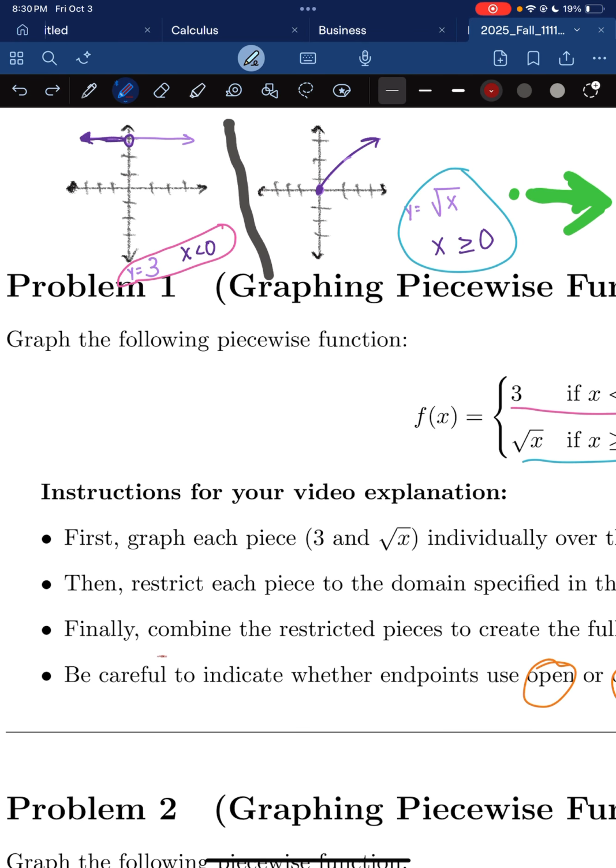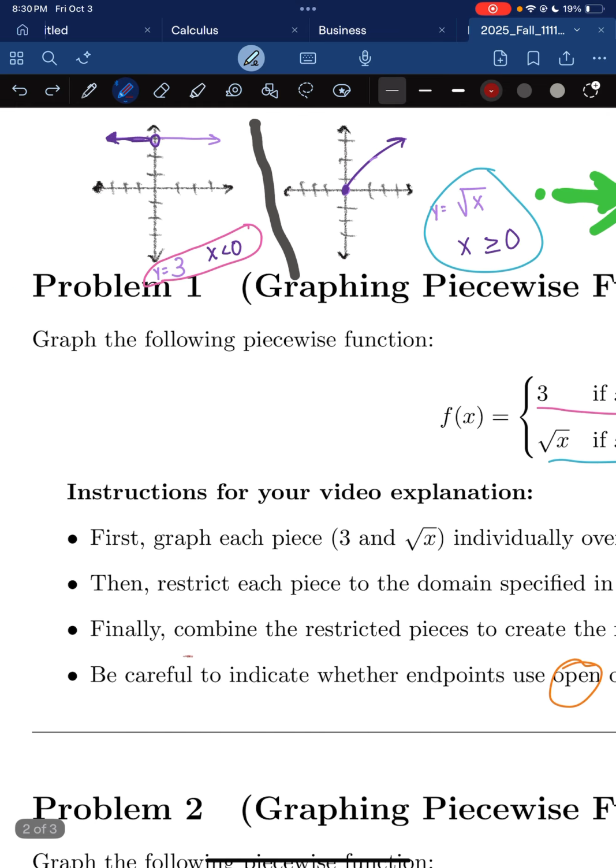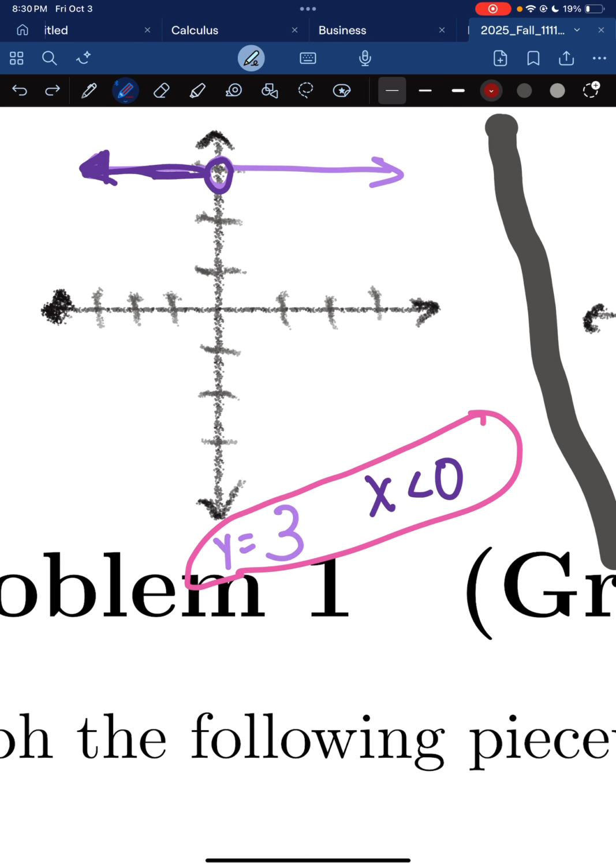So first, we're given 3 if x is less than 0. So what I did, we have y equals 3. So we go and we look, we go 1, 2, 3. So that's where our line is at. It's a constant straight horizontal line. So I just drew my line in the purple because that's at 3.